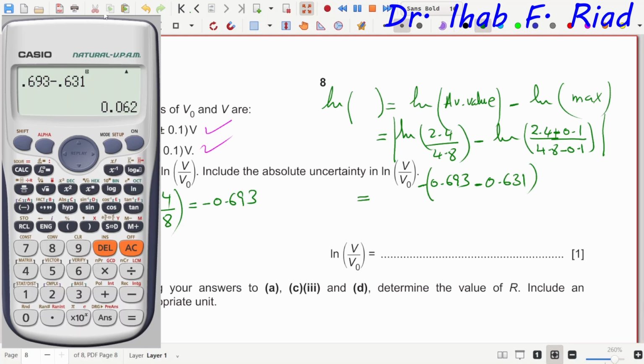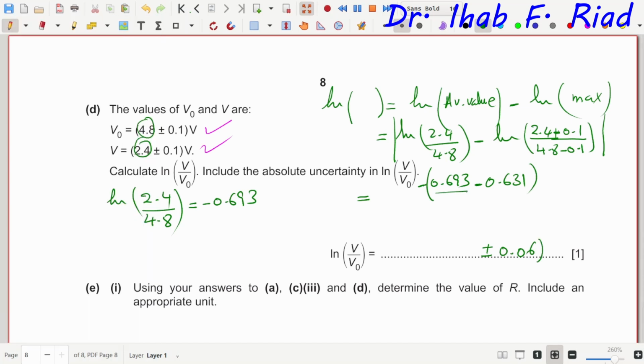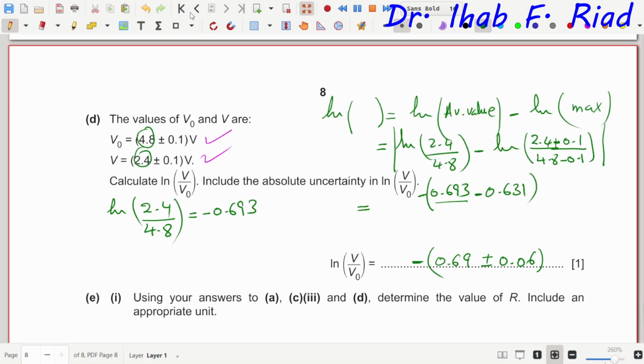So it is plus or minus 0.06. Okay, and what is the value over here? We are going to quote it to the same number of decimal places. So it is 0.69. Okay, and we have a minus sign. We have to remember this.